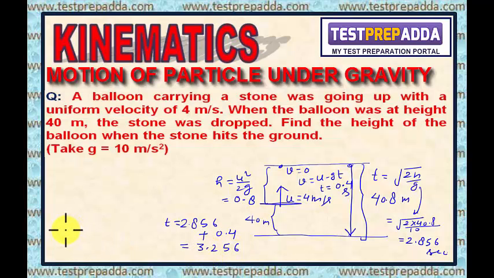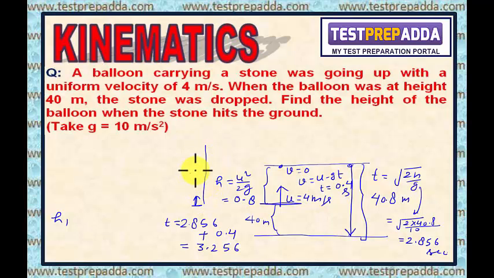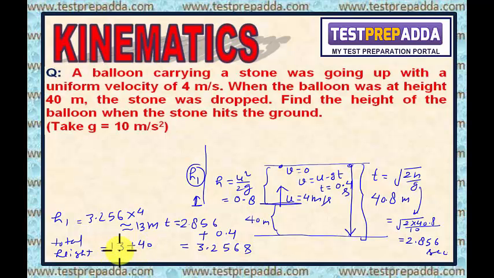Now in the question it is given that balloon is moving up with a uniform velocity 4 meters per second. So from here we can get that h1 height covered by the balloon in this time 3.256 seconds. h1 height will be 3.256 into 4, and that value comes as 13 meter. Okay, and this height is already given. At that point when stone was dropped, the balloon was at height 40 meter. So what will be the total height? Total height will be equal to 13 plus 40, and the value comes as 53 meter. Okay.